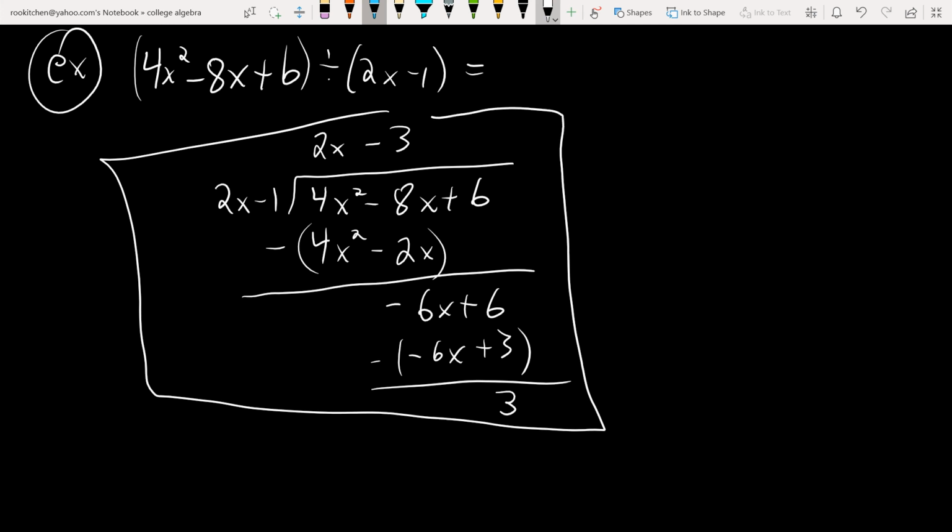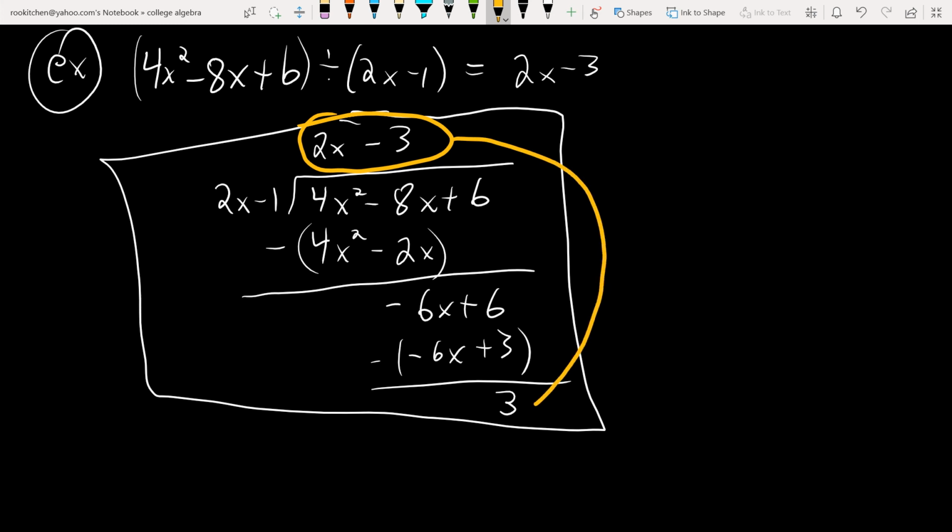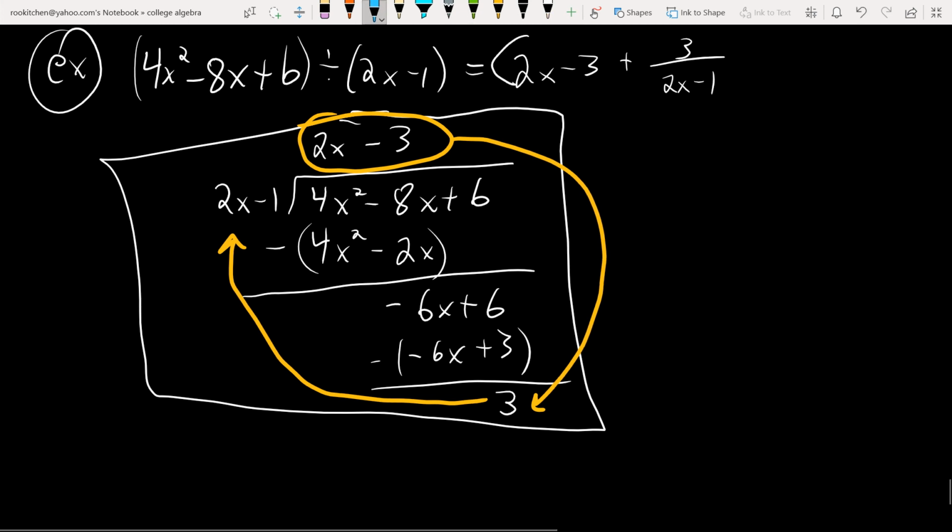So all this mess here with the division and the subtraction is not your answer. Your answer is the 2x minus 3. This part I'll circle in yellow. 2x minus 3 plus the fraction made by taking this ratio, 3 all over 2x minus 1. So we'll go plus 3 all over 2x minus 1. That is your answer there then. I'll circle it in blue. Whoops, that's not blue. So that thing right there is the actual answer that we're after.